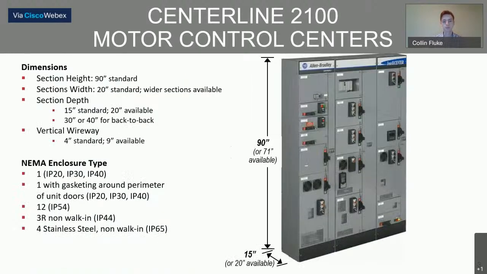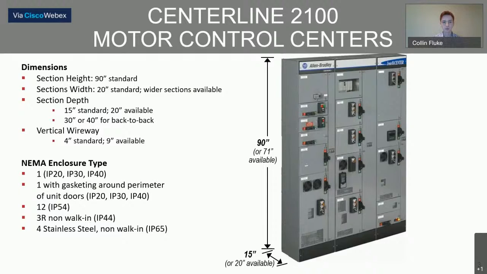So let's start with the basic construction. 90 inches tall, 15 inches deep are the standard sizes. Also common is a 20-inch deep MCC. A lot of them are front-facing MCCs, which means they are mounted against a wall facing forward. But there are also back-to-back MCCs, where you're combining two MCCs right back-to-back.